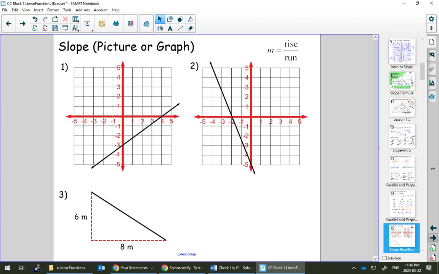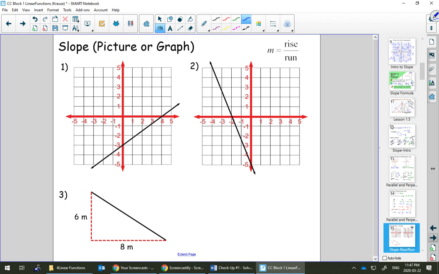Now, what if we're given a picture or a graph and we have to figure out our slope? What I would suggest is you find what I call the crosshairs. So find points that go through nice grid points on your graph. I know we have some hunters in our class. Think about lining up that deer in the crosshairs. We're essentially going to do the same thing here. We're going to find points that go through that nice crosshair.